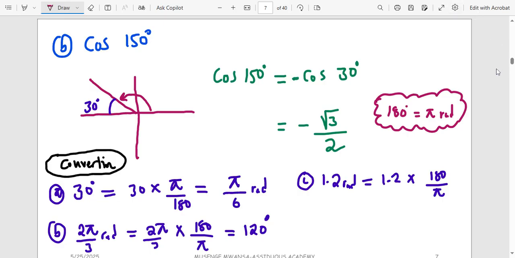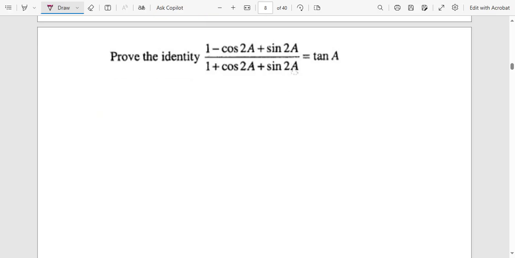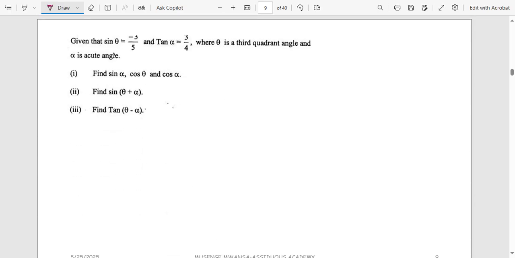Excellent. Okay, let's do some practice questions. I'm not telling you about identities today; we'll do identities in the next class. Given that sin theta is negative 3 over 5 and tan alpha is 3 over 4, where theta is a third quadrant angle and alpha is an acute angle, we want to find these operations here.